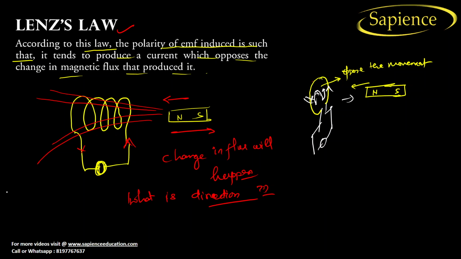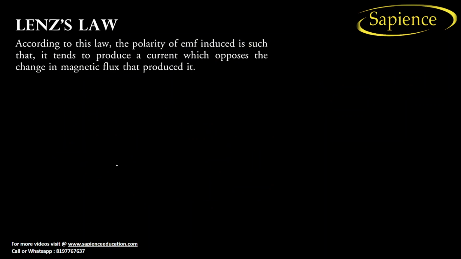So Lenz has given a very simple definition: the polarity of the induced EMF is such that it tends to produce a current which opposes the change in the magnetic flux. I hope you have understood this. Again, according to this law, the polarity of the induced EMF is such that it tends to produce a current which opposes the change in the magnetic flux that produced it.